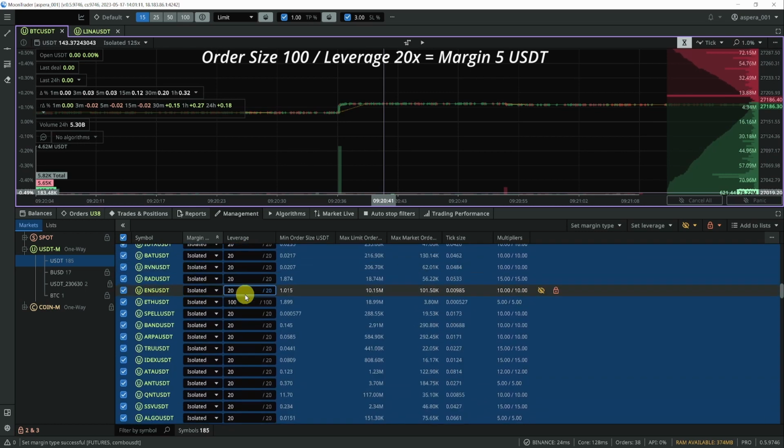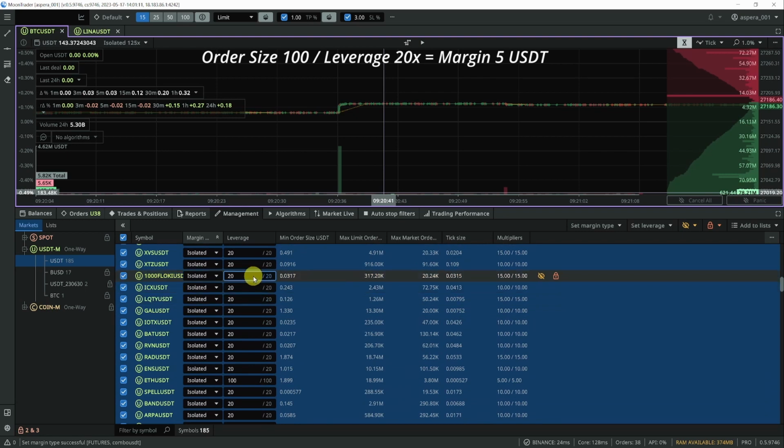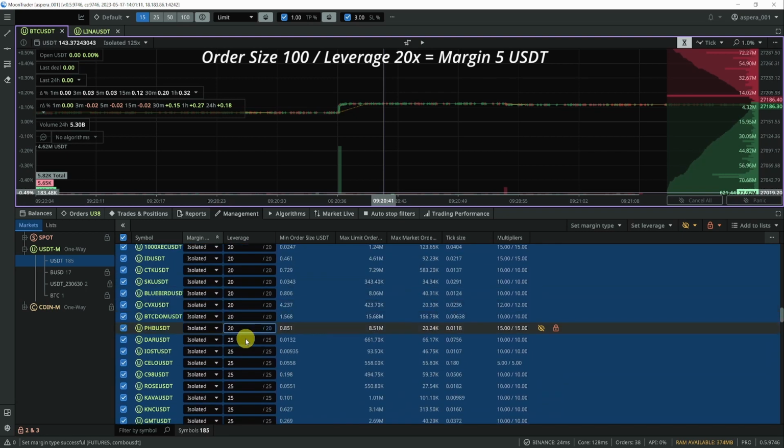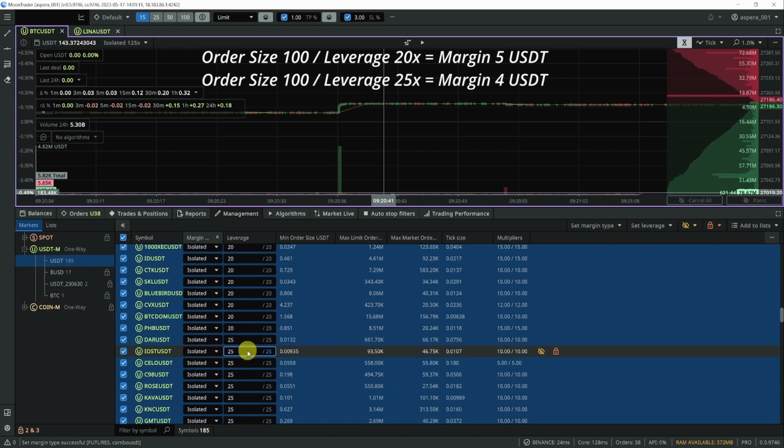If you're on the 25 margined coin, let's find one. Yeah, like this one. You have 100 divided by 25, $4 of your real money in there. And that's theoretically the full risk exposure that you have per trade in this coin with that order size.